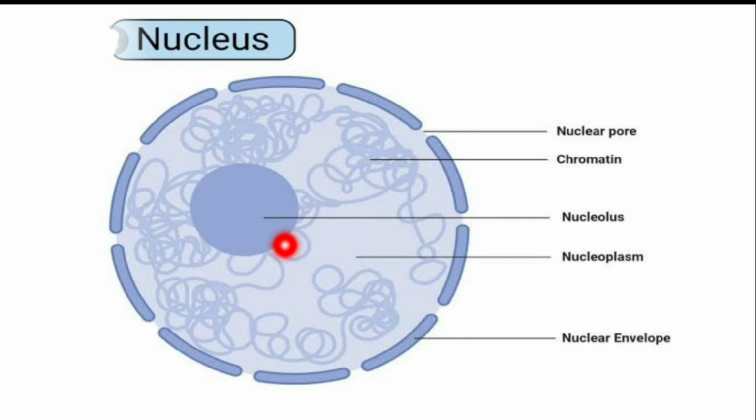And the most inner part of nucleus is nucleolus, which is dense structure. The nucleolus disappear during cell division and reformed on the nuclear chromosome at telophase.